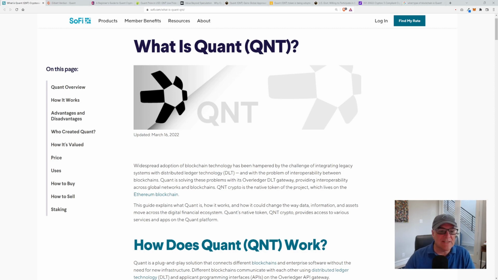So let's take a look at what this says right here. This was dated on March 16th, 2022. This is what it says. Widespread adoption of blockchain technology has been hampered by the challenge of integrating legacy systems with distributed ledger technology. So that's off-chain systems supplying it to on-chain information. With the problem of interoperability between blockchains, Quant is solving these problems with its Overledger distributed ledger technology gateway. So in essence, Quant is kind of like an oracle.